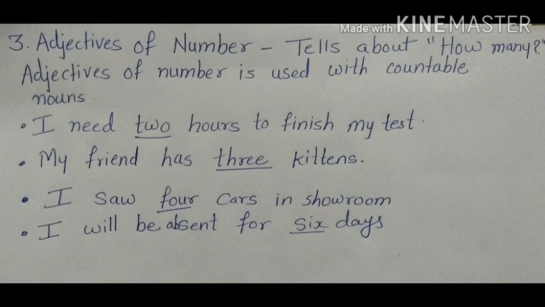Last example, I will be absent for 6 days. So how many days he will be absent? 6. So 6 is the adjective of number. It is used with the noun days to describe its number. Therefore, 6 is an adjective of number.